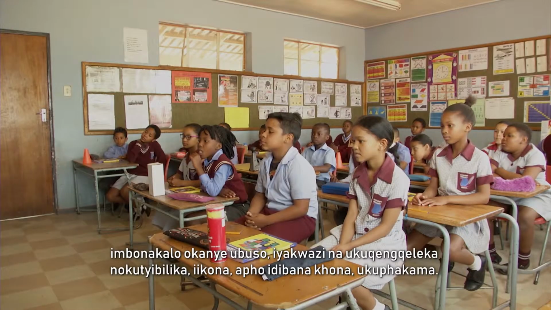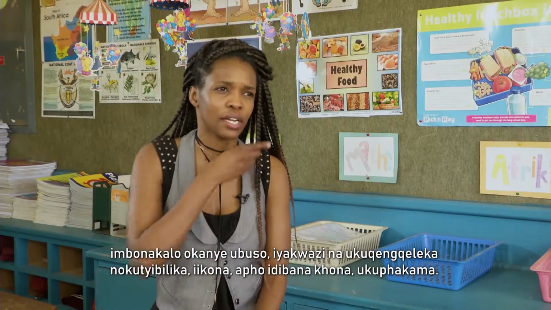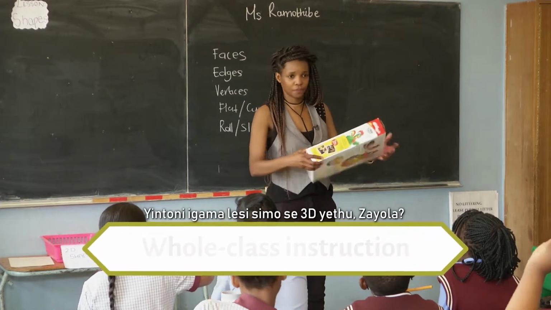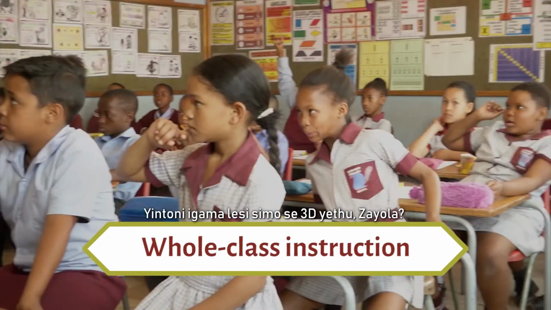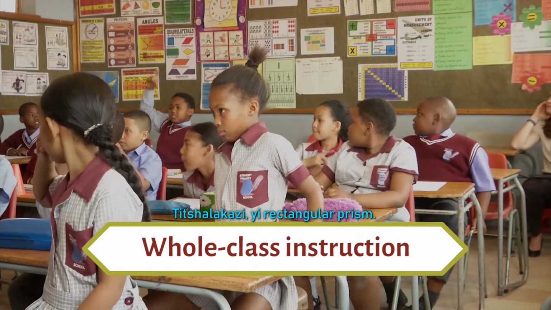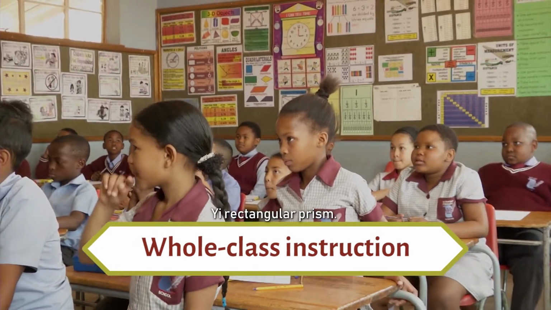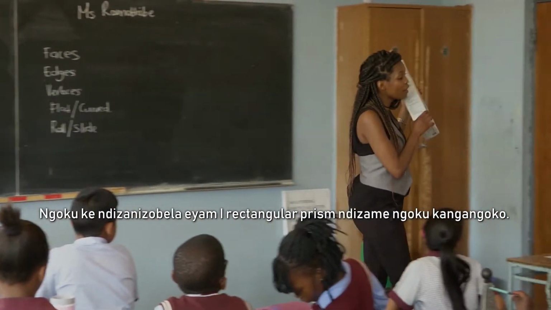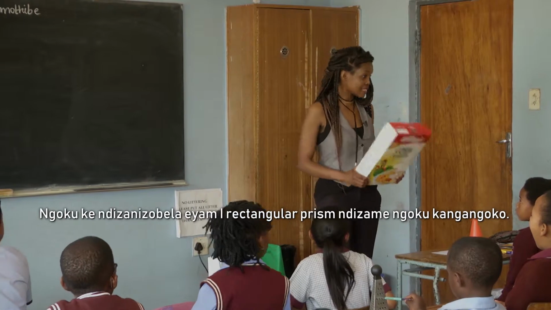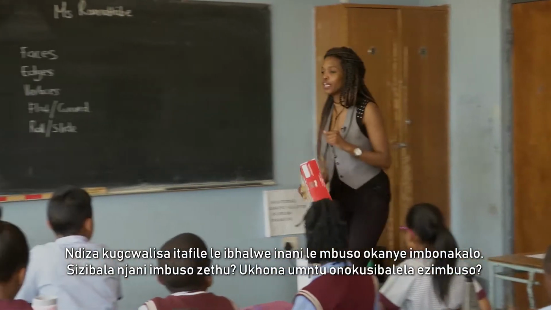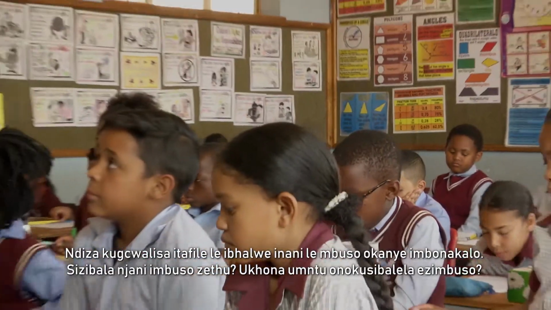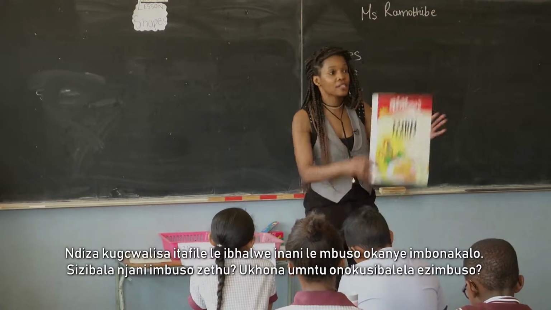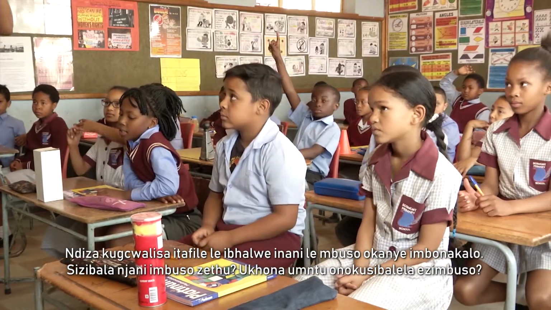And then we spoke a bit about the properties of 3D objects. Faces, whether they can roll or slide, their edges, the vertices. What is the name of our 3D object? Zayola? It's a rectangular prism. Then I'm going to go over and draw my rectangular prism as best as I can. Then I'll fill in the table which says number of faces. How do we count our faces? Can somebody count the faces for me of this?